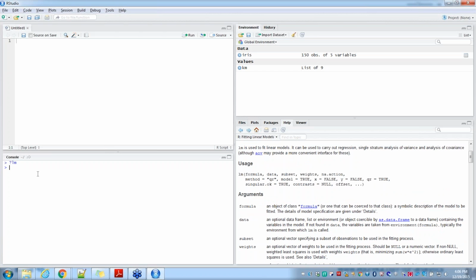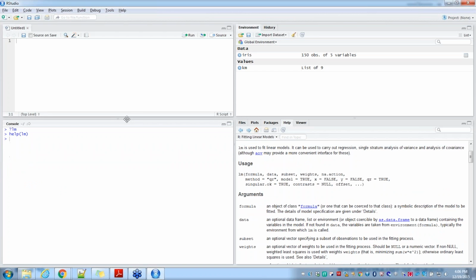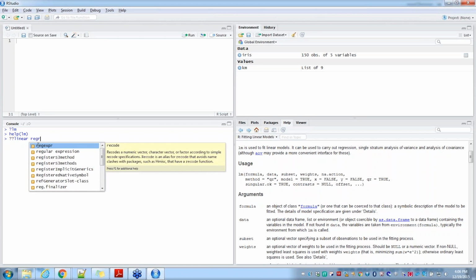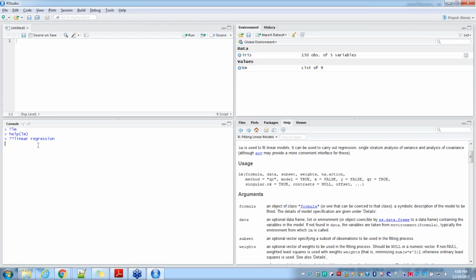You could also accomplish the same objective using the help function. I just type help of LM, and that will lead you to the same page. Say if you don't know what function to use, but you have some vague idea of what you would want to do, say you would want to do linear regression, I'll add two question marks and just say linear regression, and hit enter, or maybe I should have typed it without the spaces.